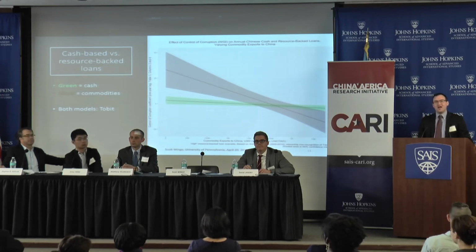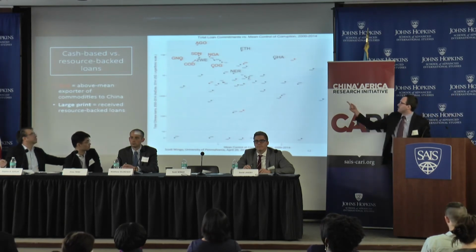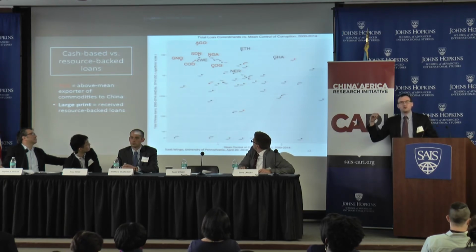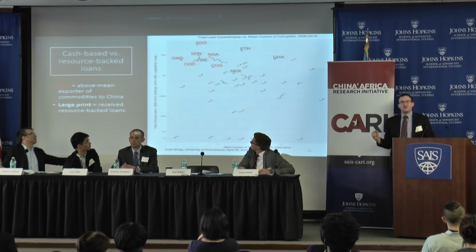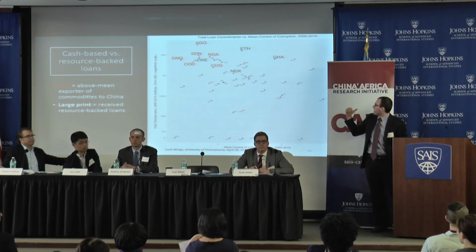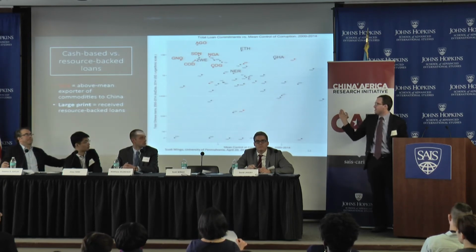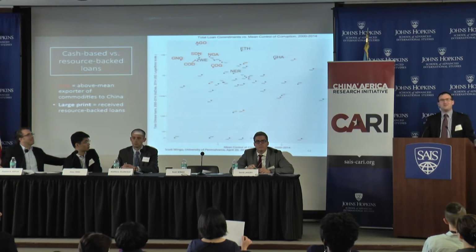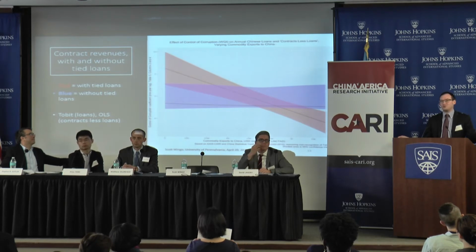Now, in looking at aggregate countries, you can see this in the data. Over here, countries in large print did receive resource-backed loans at one point, and countries in red are above the mean for commodity exports to China. There's a big overlap in these groups, but some of these countries off to the right, a little more cleanly governed, like Zambia, South Africa, Algeria, don't receive resource-backed loans. I'm being told that I'm out of time, but there's a similar pattern for contract revenues, which are a little more neutral.